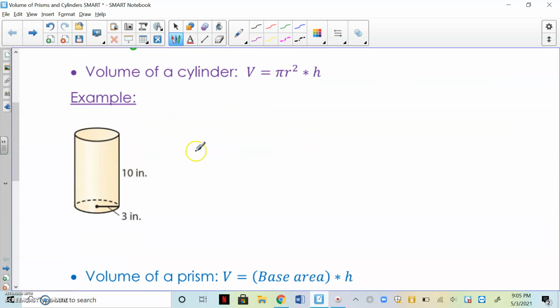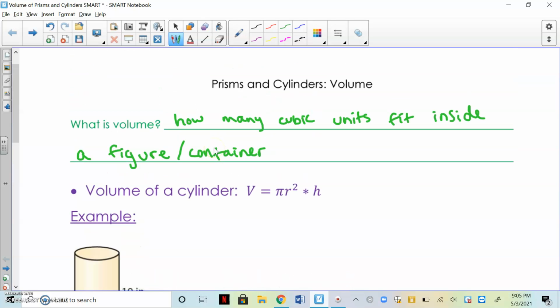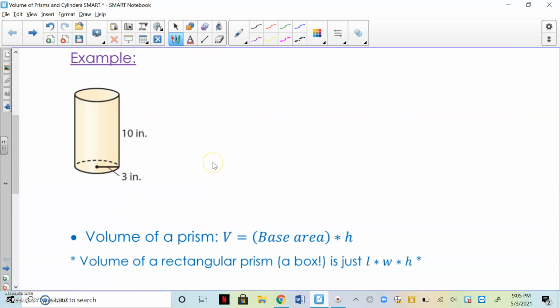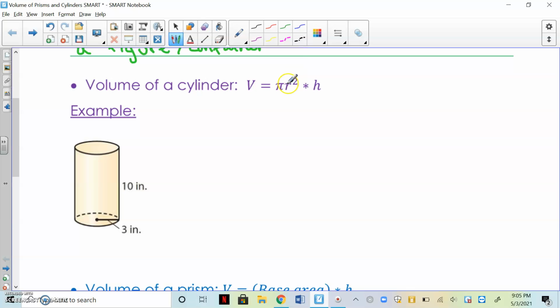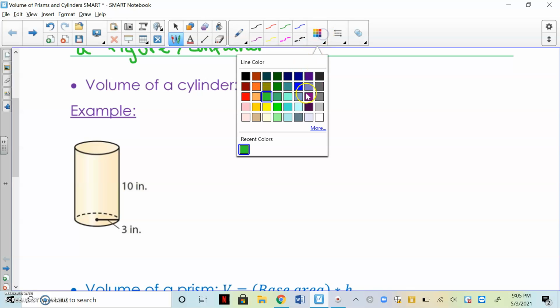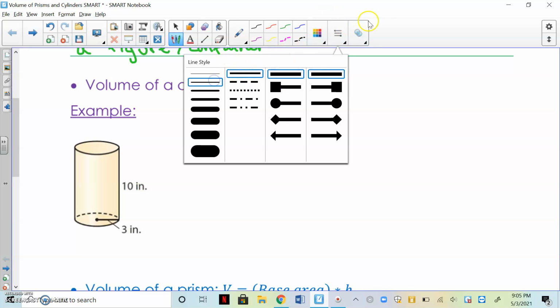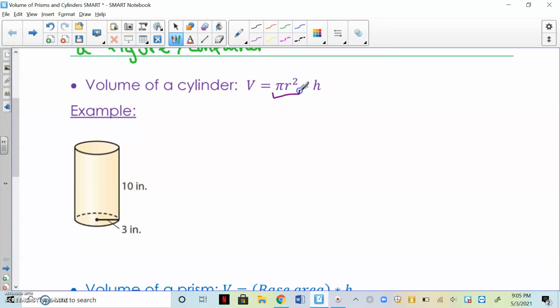All right, so we're going to go ahead and talk about the cylinder first. If I wanted to find the volume of a cylinder, I have this handy dandy formula here, and basically it's just the area of the circular base, that's where this pi r squared comes from, times the height of the cylinder.